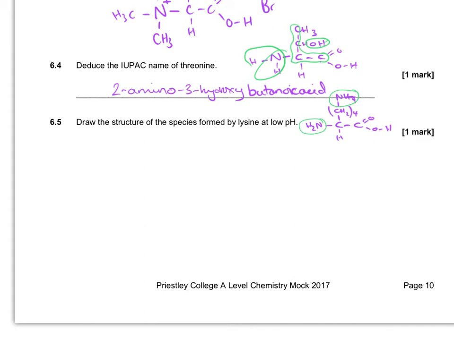So let's draw out the structure. So we've got NH3 plus on the end, and the carbon, then the carboxylic acid group, which will be intact because it's at low pH. Then we've got our CH2 times 4. Then we've got another amino group there, so that's going to become NH3 plus as well.